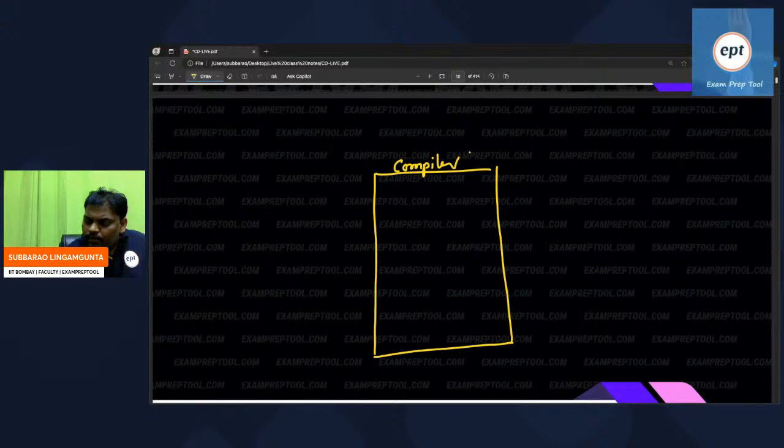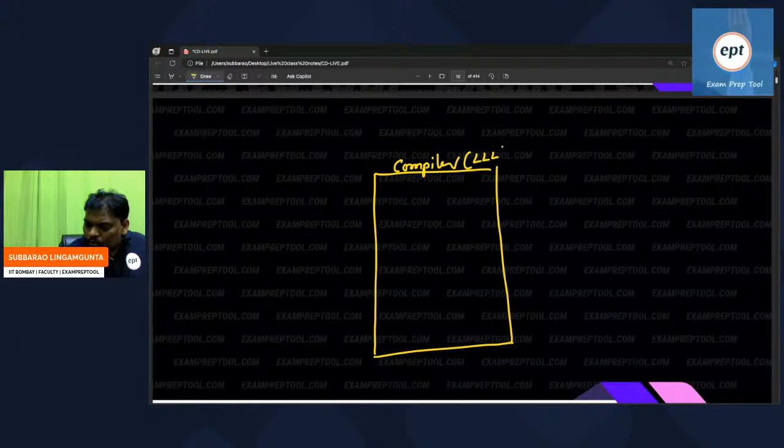This compiler will take low-level language as input. That is the reason I don't want to discuss linker, loader, or assembler: how the assembler is working, how the linker is working, how the loader is working. That is not our goal. Our goal is only compiler. Just know what the linker will do, what the assembler will do, what the loader will do. That's it, no need to discuss more. Concentrate more on compiler.